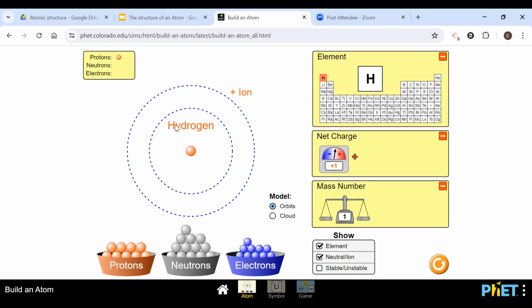Hopefully, you see the name hydrogen. You see the proton is located in the nucleus. You see the positive ion. You see the positive charge here. The net charge is +1. The mass number is 1. Okay. Now, let's reset and look at another subatomic particle.